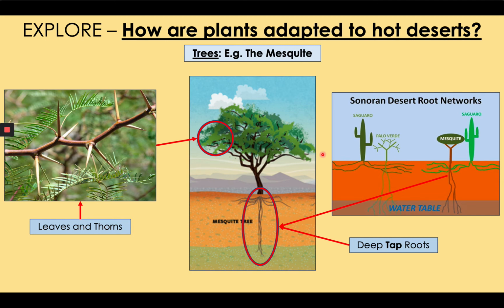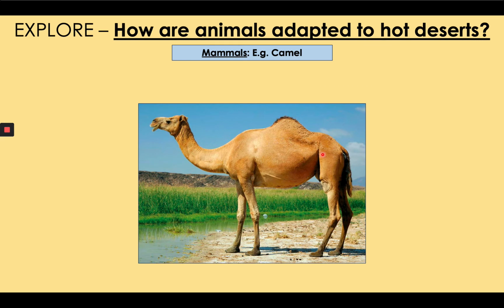What about the animals? The most famous mammal probably in deserts around the world is the camel. As soon as you see a camel, you think of a desert, possibly the Egyptian desert, but they're found in Asia as well. So how are they adapted to life in deserts? Well, let's start with their faces.